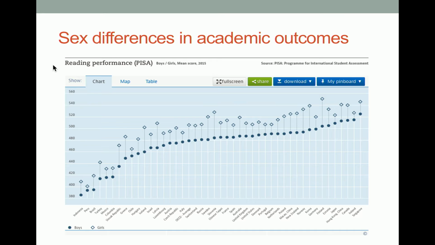But here's something that never gets discussed that I do want to show you from the same report. This is reading performance data.